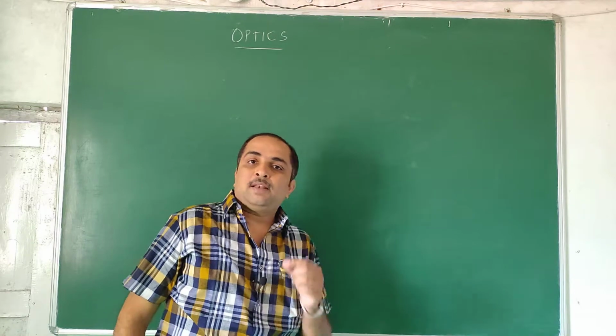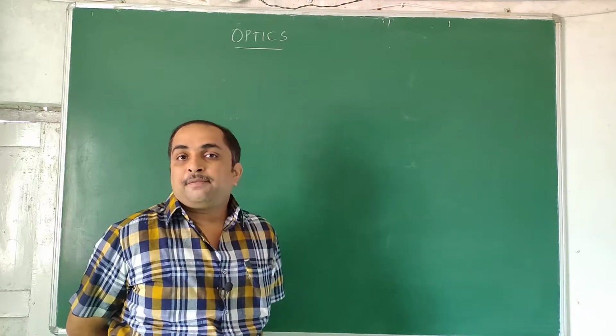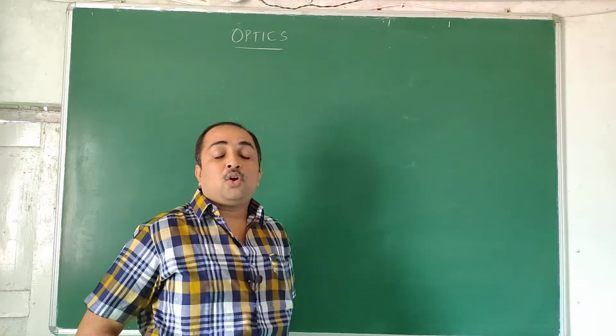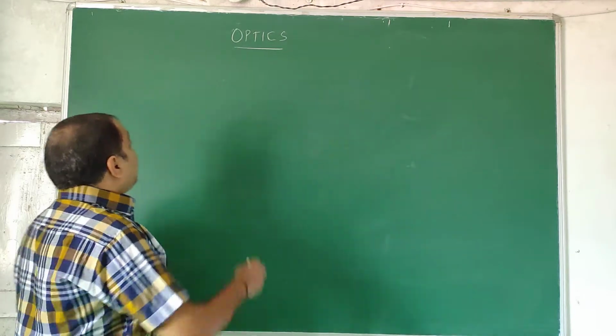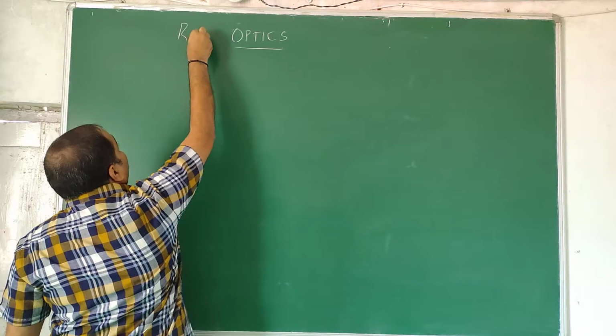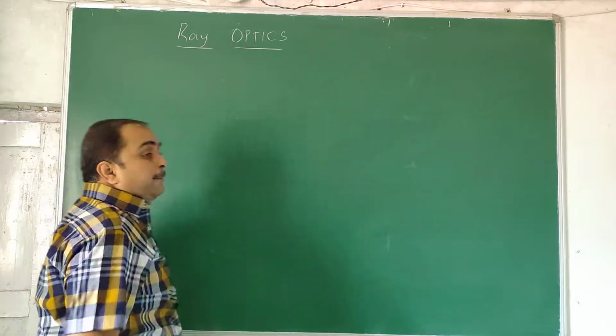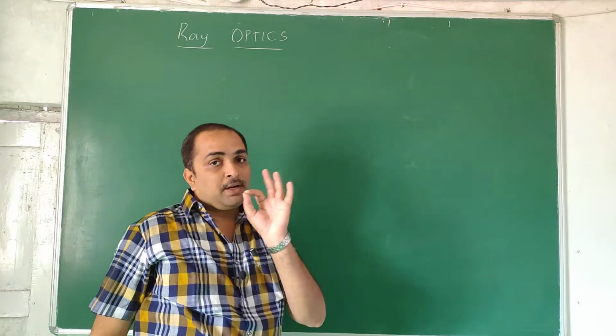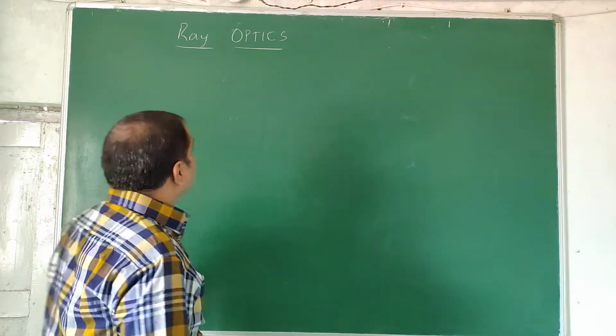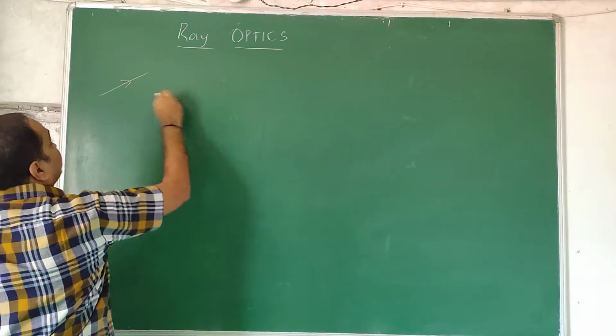Whereas in ray optics we deal with reflection, refraction and rectilinear propagation, and a lot more problem solving is involved in ray optics than in physical optics. So in ray optics, light is considered in the form of a ray, and we try to understand a very important thing. The primary target of this chapter is that you will have a ray.